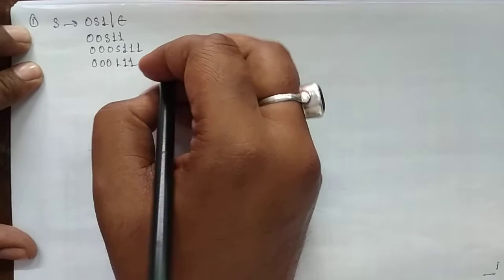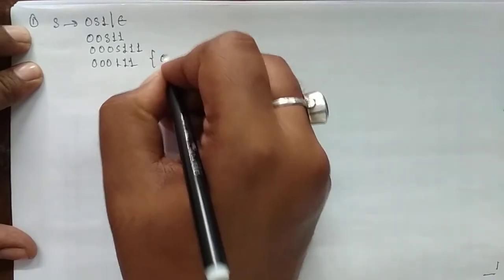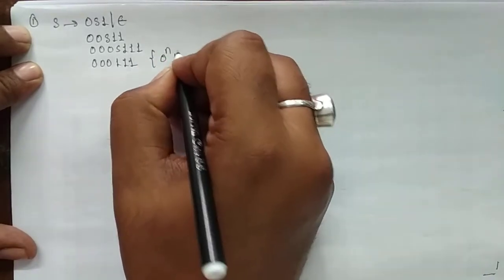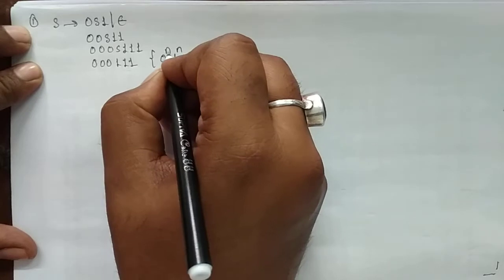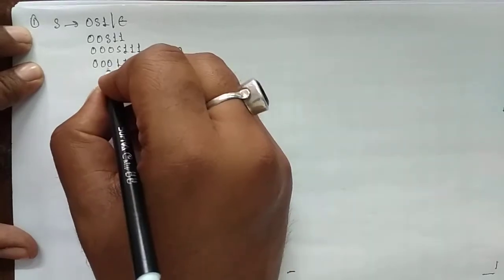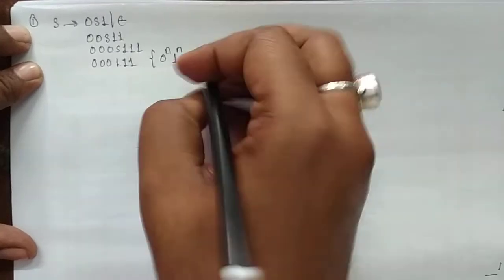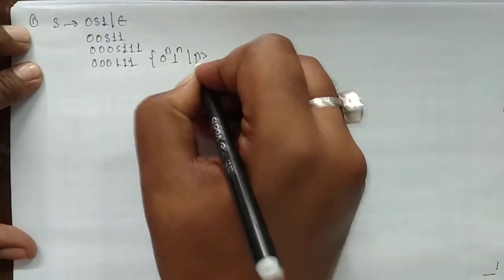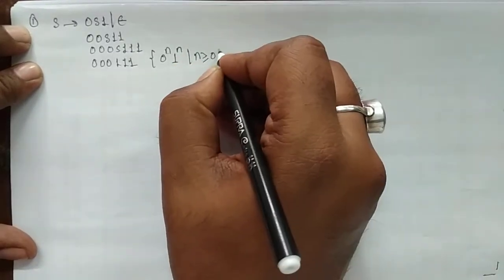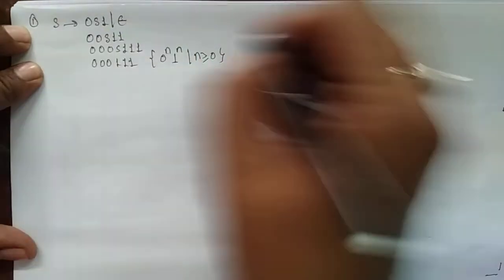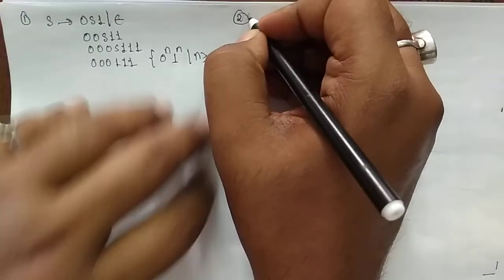So what is the language you are generating? It is generating 0 to the power n, 1 to the power n, because the number of 0s is n, here 3 and here also 3. These both are the same, n and n, for all n greater than or equal to 0. Okay. Next, let us take another example.